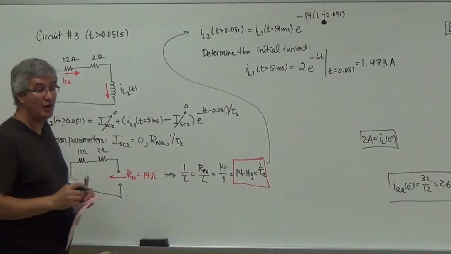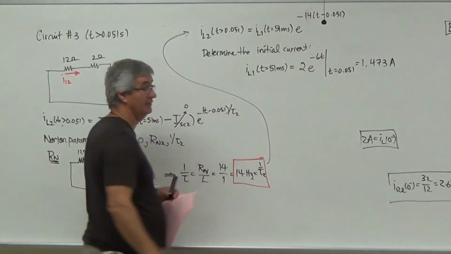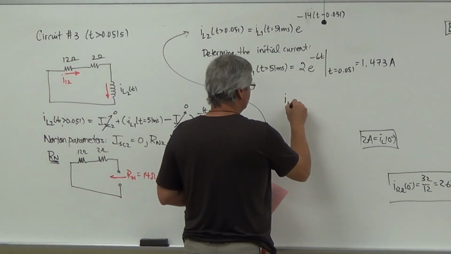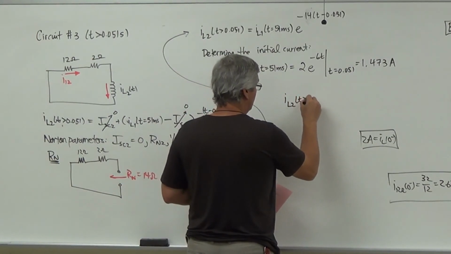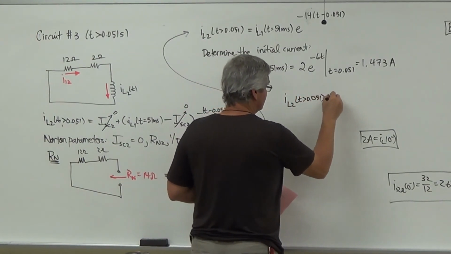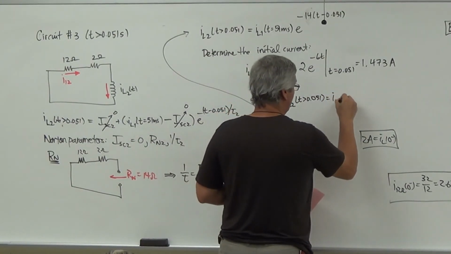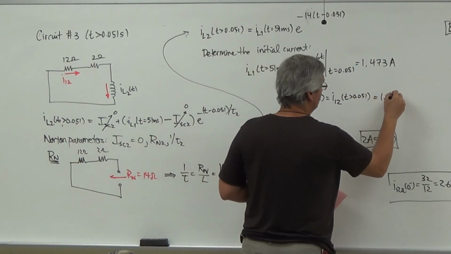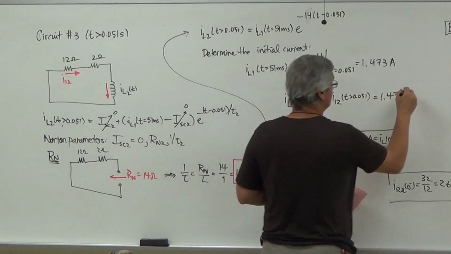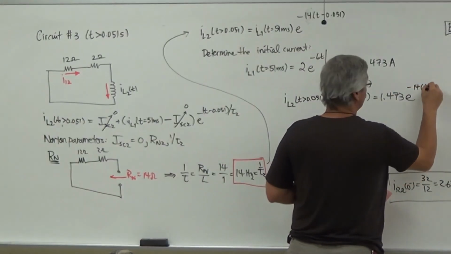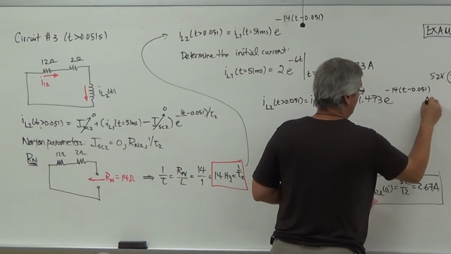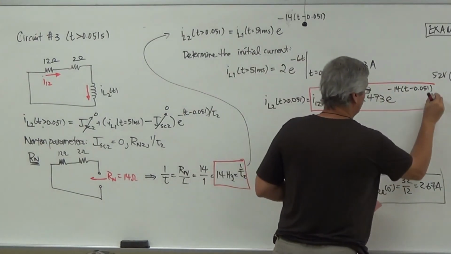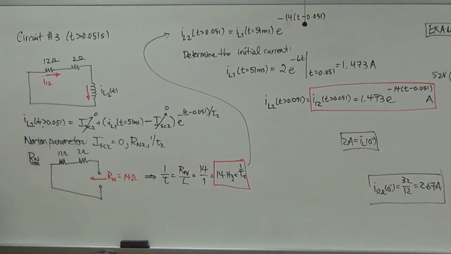So now I'm going to punch this right into here. So I now have this value: IL2 of t, for t greater than 0.051, must be 1.473 times e to the minus 14 times (t minus 0.051) amps. And that's my final answer. Okay, that's my final answer.